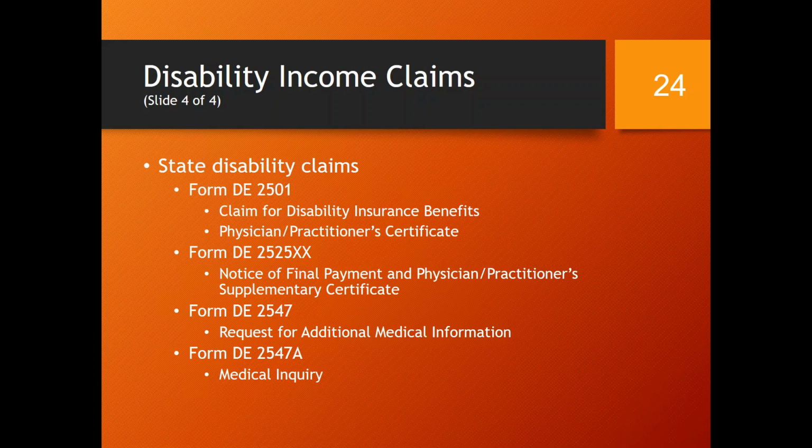Figure 10.3 through 10.7 in your book show examples of the following forms. We have state disability claims form DE 2501, a claim for disability insurance benefits, a physician practitioner certificate, form DE 2525XX, notice of final payment, and physician practitioner's supplementary certificate, form DE 2547, request for additional medical information, and form DE 2547A, a medical inquiry. Again, in your book, figures 10.3 through 10.7 are examples of these.